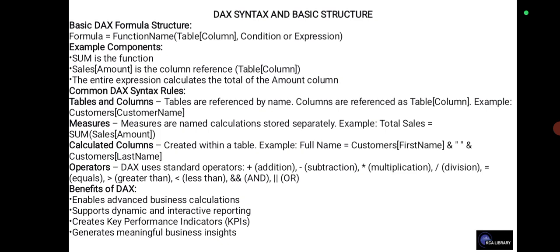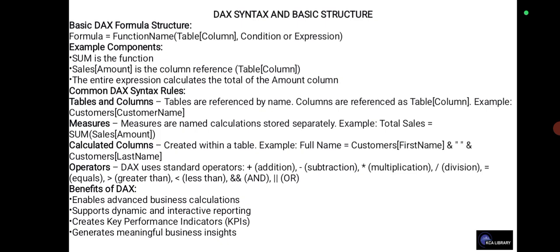The formula is equal to first the function name, then the table or column, then condition or expression. An example of that is if you want to do a sum, sum is a function. Maybe you want to look at the total amount of sales that was made. You use the sum function. Okay, so the entire expression can be used to calculate the total of the amount in the column. So you just go to the column and you apply the sum function.